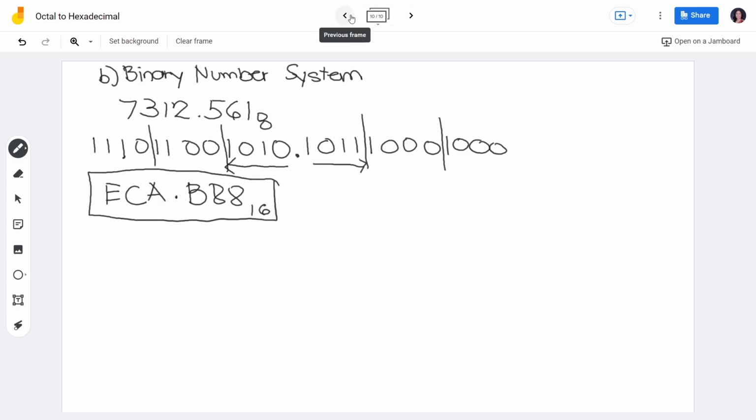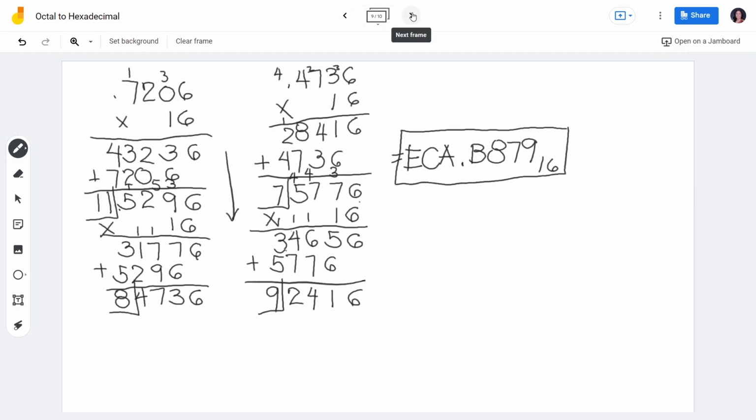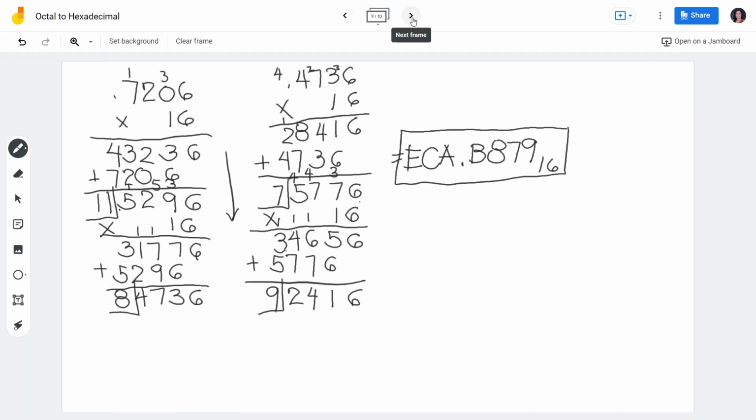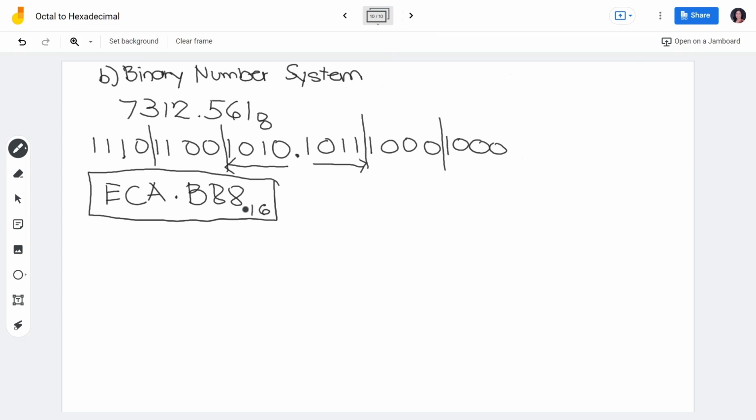Let's check it again. Okay, the integer part is correct. ECA point B879. So, B88. Again, since we're only limited to 3 digits, 79 looks like it is rounded off into 80. So, that's why it became 8. So, this is the conversion of octal to hexadecimal.